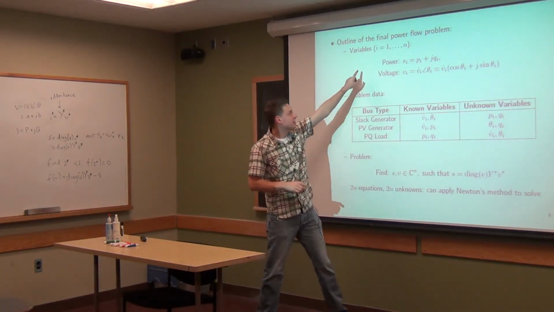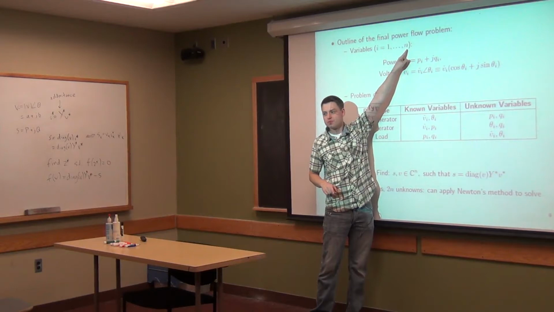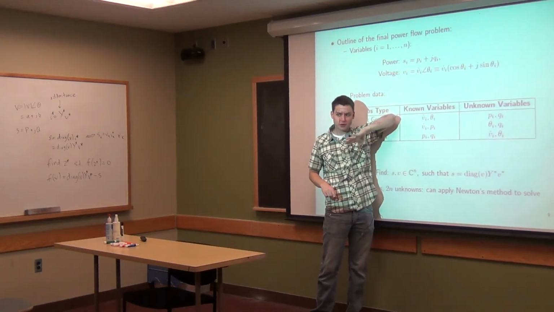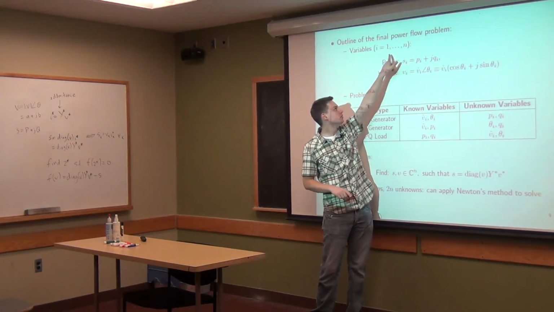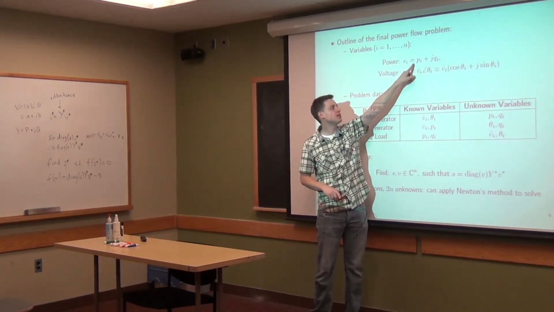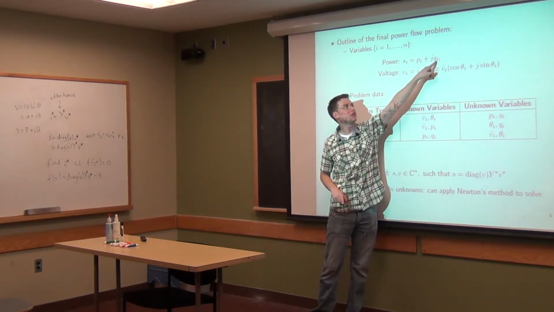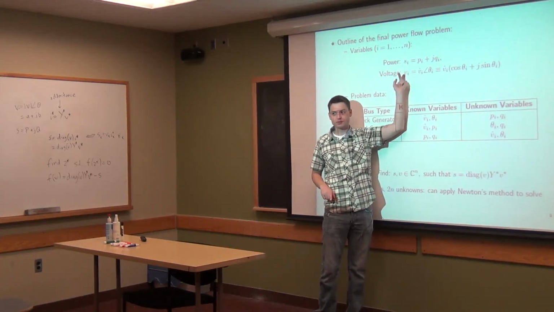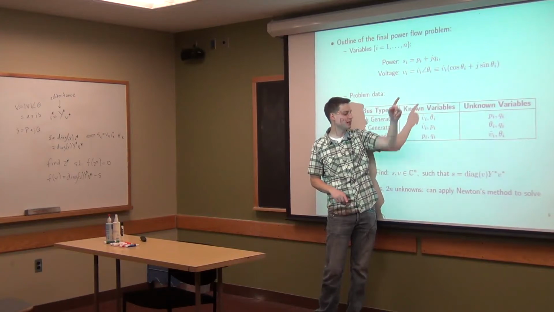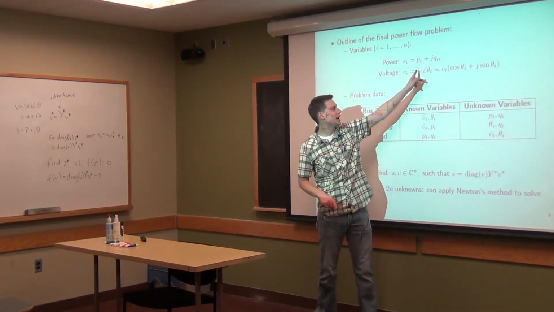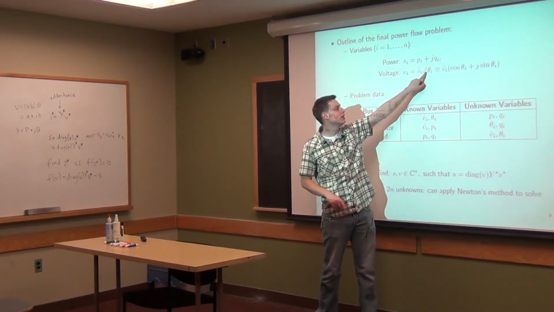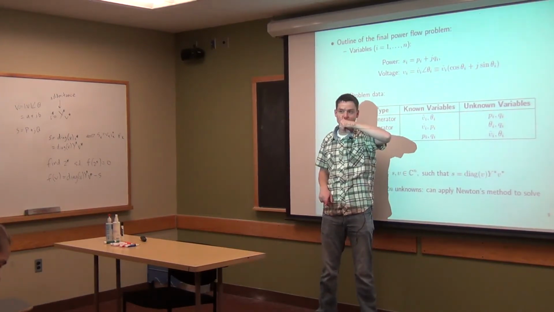We have n different nodes. And our variables, some of which are known, some of which are unknown, are complex power, which is real power plus reactive power, and complex voltage, which we're going to write using V_i hat as the magnitude, and theta_i as the angle.